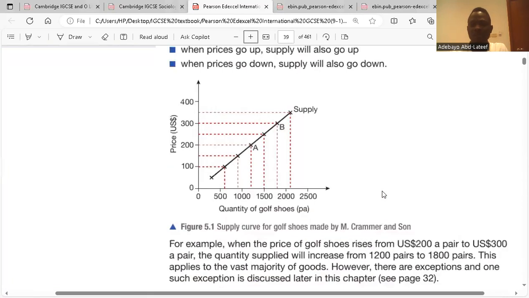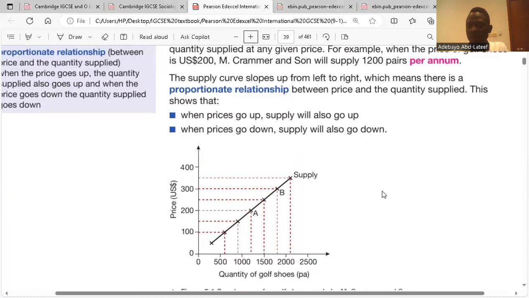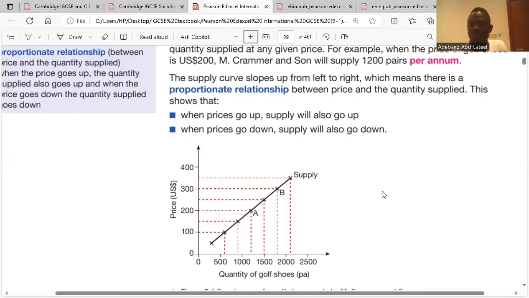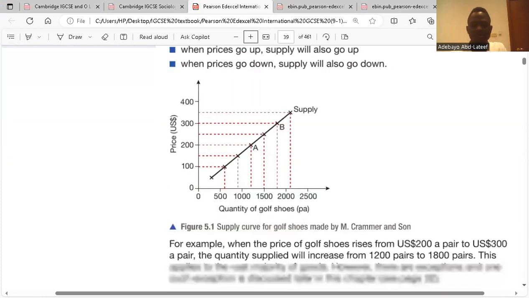Look at the graph you have here. This graph is showing movement along the supply curve. So when prices go up, supply will also go up. The higher the price, the higher the quantity supplied. That means the quantity supplied will move from A to B. You see, when the price increases, the supply curve will expand. The supply curve will expand when the price increases, but it will contract when the price falls. I think that is clear. Yes. Great. So we'll move on.